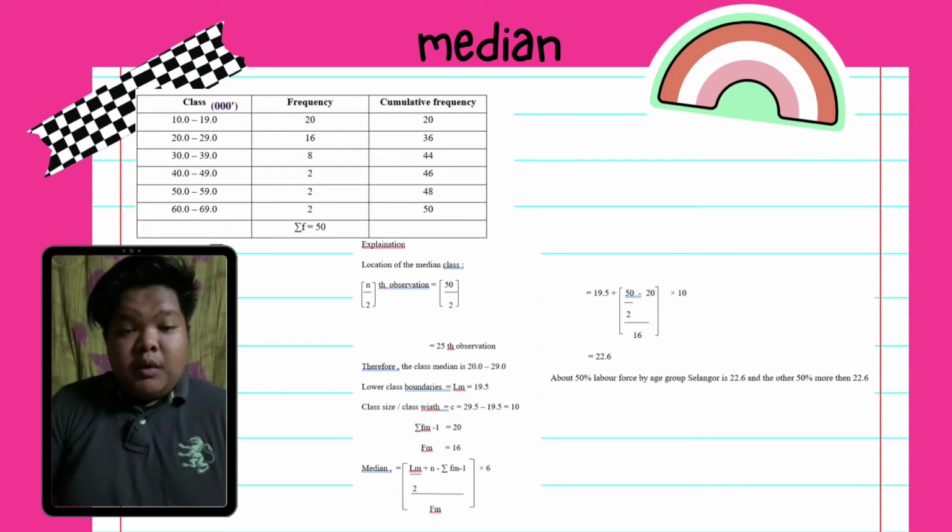Median. Explanation. Location of the median class: n over 2 th observation equals 50 over 2 equals 25th observation. Therefore, the median class is 20.0 until 29.0. Lower class boundary equals LM equals 19.5. About 50% of the labor force by age group in Selangor is below 22.6, and the other 50% is more than 22.6.